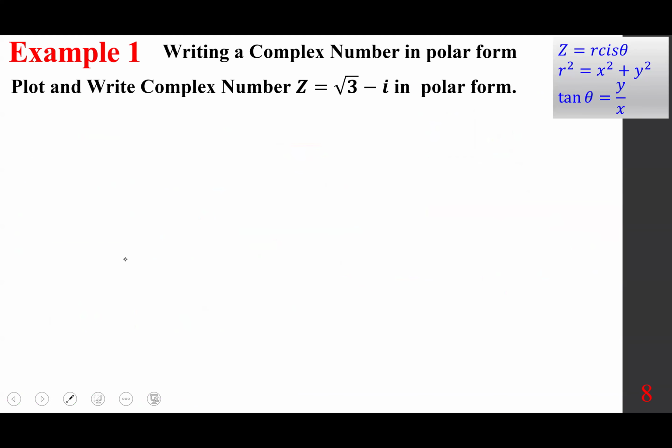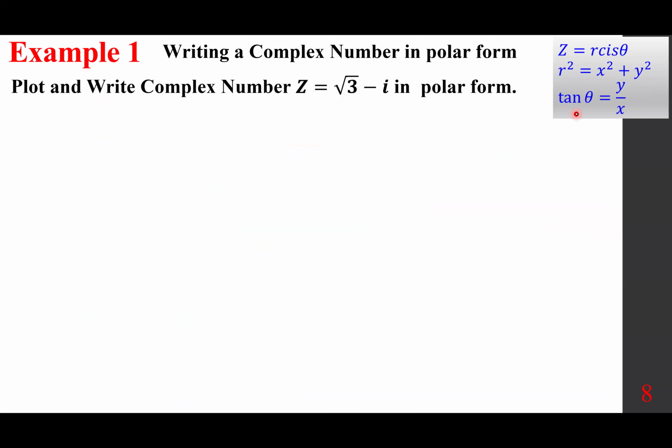Let's get started. Example 1, writing complex numbers in polar form. Plot and write the complex number z equals square root of 3 minus i. Reminding you that z is r cis theta, shorthand notation. r squared is x squared plus y squared. Tan theta is y over x.